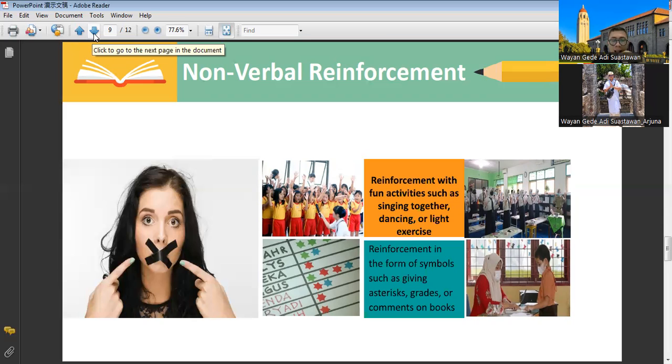And the last is reinforcement in the form of symbol or object. This can be done by writing comments in students' books, giving a star on the student's work, and also other objects. They are not too expensive but have a symbolic meaning. It's better not to use it too often, especially in the form of objects, so it does not become a habit for students to expect a reward because of their appearance.